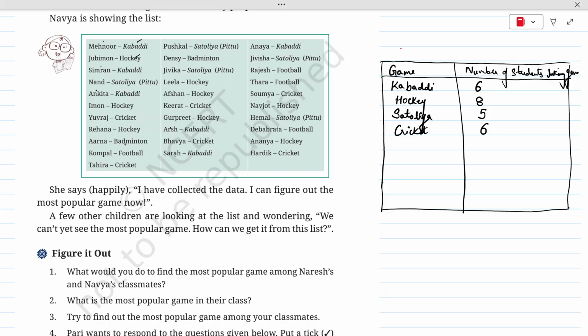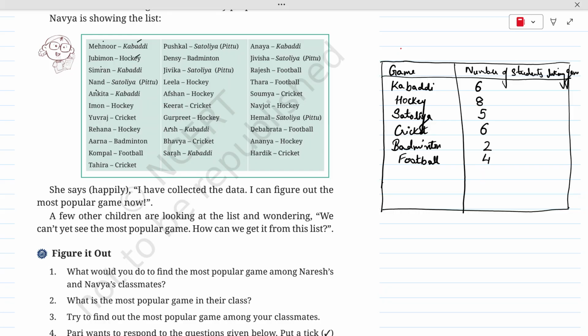Next, what we have here is badminton. So let's see how many people like badminton. Okay, Arna is 1, Denzi is 2. So there are only 2 people who like badminton in the class. Any other game? Yes, we have football also. So let's write down football. For football, we have Kompal as 1. Nobody here. Rajesh is 2. Thara is 3. Devabrata is 4. So for football, we have 4 students.